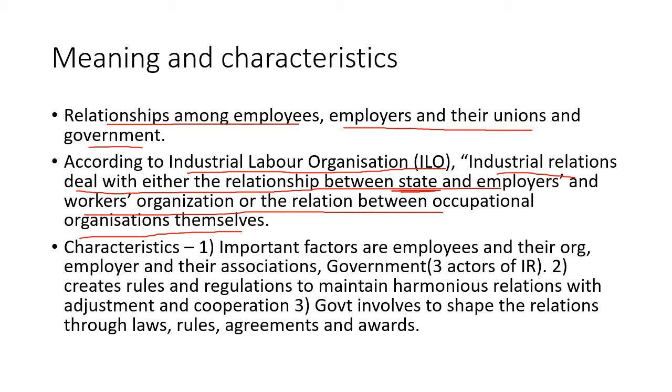Characteristics: important factors are employees and their organizations, employers and their associations, and government. So there are three actors in industrial relationships, that is employees, employer and government. They create rules and regulations to maintain harmonious relationships, that is good relationships with adjustments and cooperation. Obviously, if you have to maintain a good relationship, then you have to adjust, you have to cooperate. Government involves itself to shape the relations through laws, rules, agreements and awards. Okay.